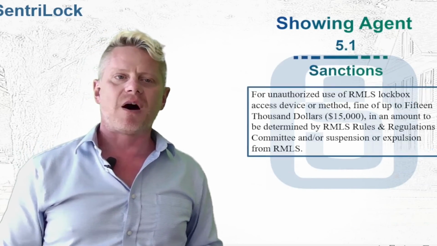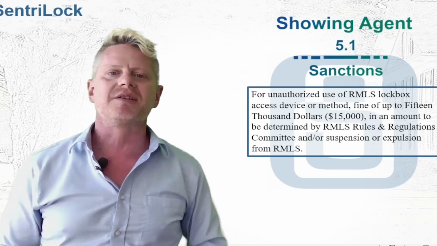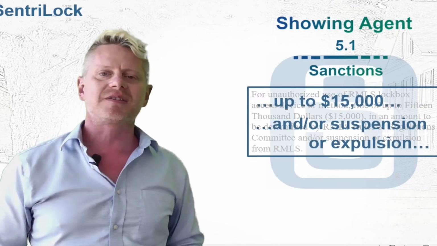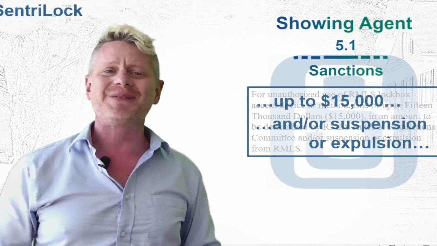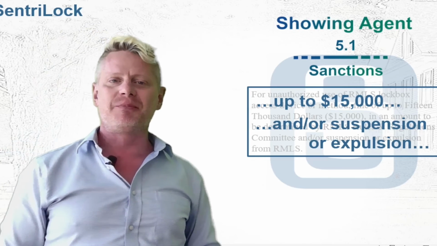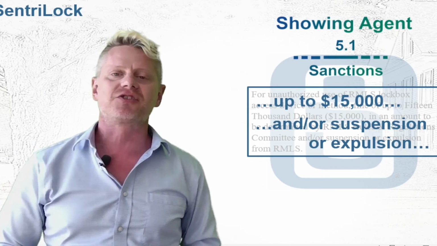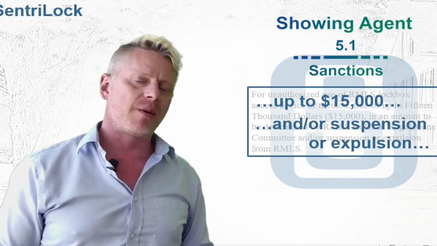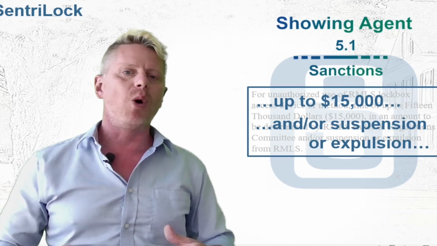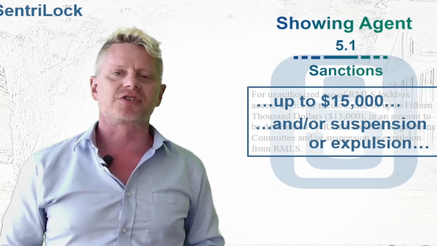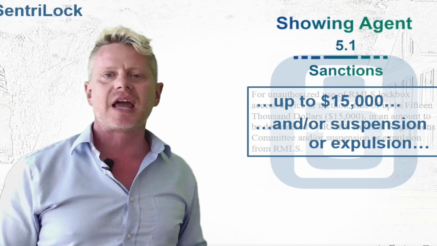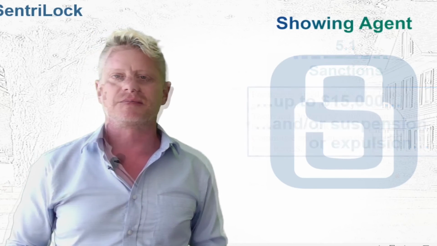And it's important to follow these rules because Rule 5.1 talks about the sanctions. Misuse of a lockbox device can earn a sanction of up to $15,000. That's a lot of money. It can also include suspension or expulsion from the RMLS. So make sure that you are opening these lockboxes only in accordance with the showing instructions or with the express approval of the listing agent or the homeowner.